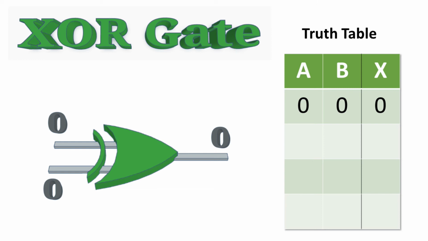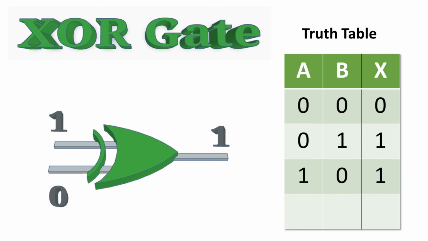When both inputs are 0, then neither A or B are 1, so the output is 0. When B is 1 but A is 0, then only one of the inputs is at 1, so the output is 1. When A is 1 and B is 0, then again, only one of the inputs is at 1, so the output is 1. So far, just like an OR gate. But when A and B are both 1, then the exclusivity is not met, and so the output is 0.